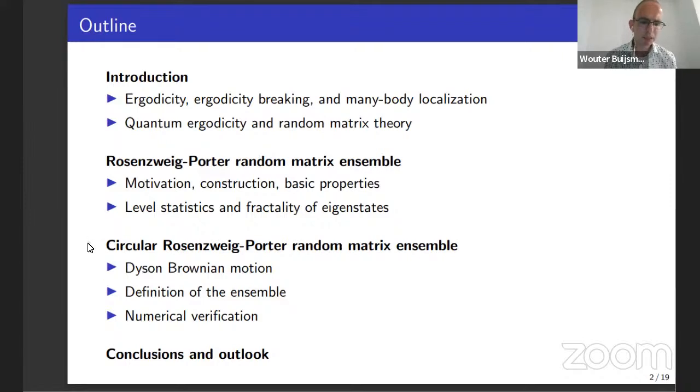After that comes the main part of this talk, the circular Rosenzweig-Porter random matrix ensemble. We proposed this using a technique known as Dyson Brownian motion, so first I will briefly outline this. And then with our knowledge of Dyson Brownian motion and the Rosenzweig-Porter random matrix ensemble, we are ready to define the circular Rosenzweig-Porter random matrix ensemble. Along with the definition, I will also argue that this ensemble shares the properties of the conventional Rosenzweig-Porter random matrix ensemble, and I will verify this numerically. And this talk will be closed with conclusions and an outlook.